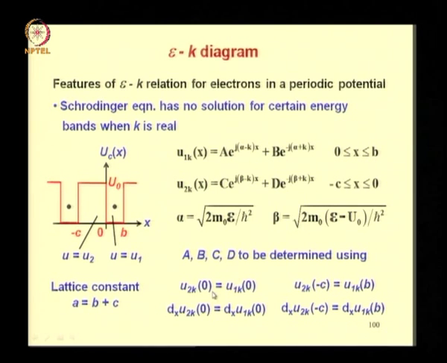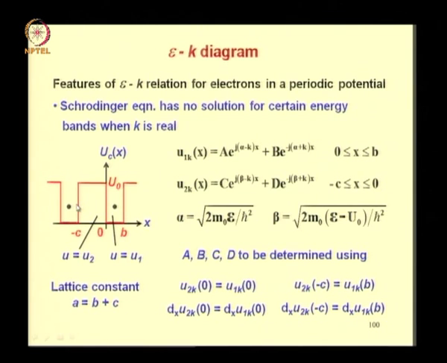Similarly, the derivative of the wave function should also be continuous here. Now that is what is reflected by this equation. So d by dx of u2 at x equal to 0 is equal to d by dx of u1 at x equal to 0. Now exactly similar conditions should apply at the other end, either here or here.